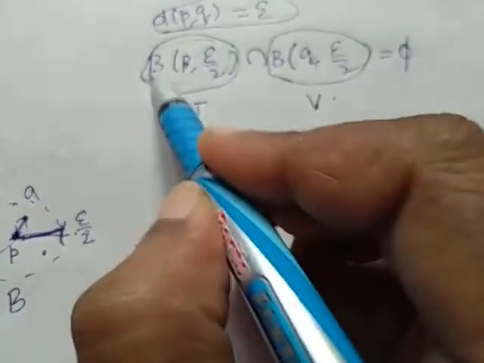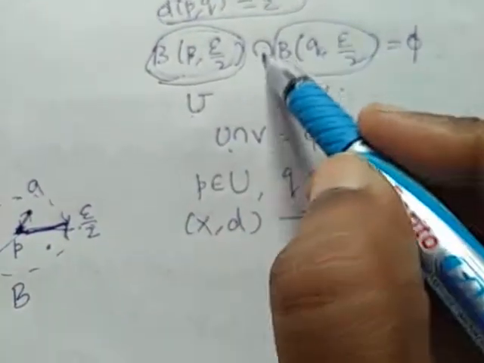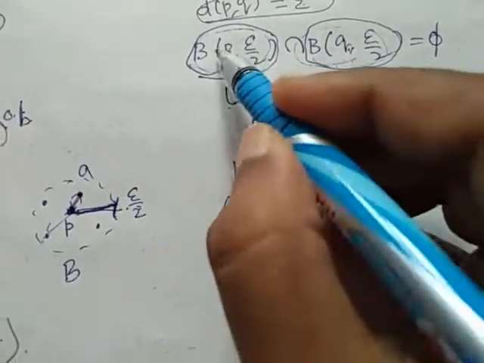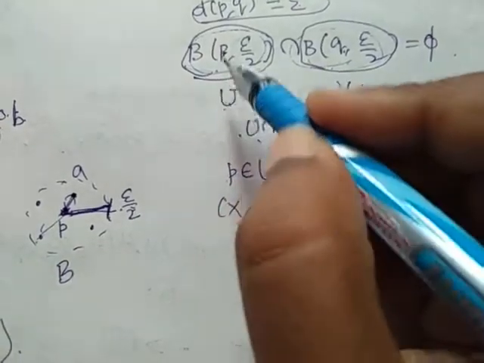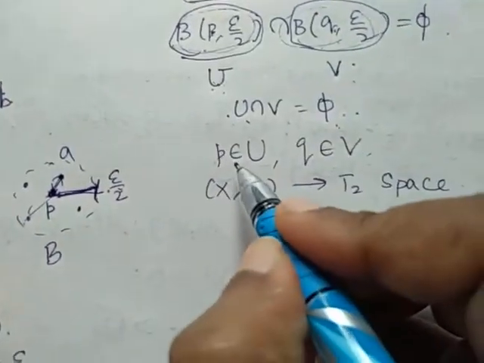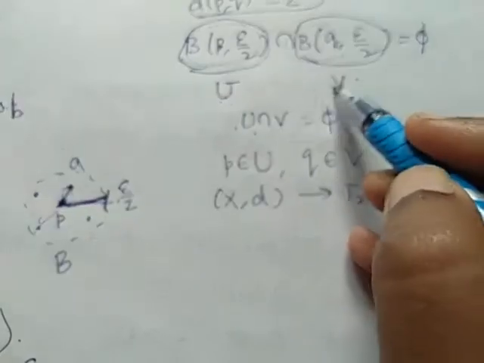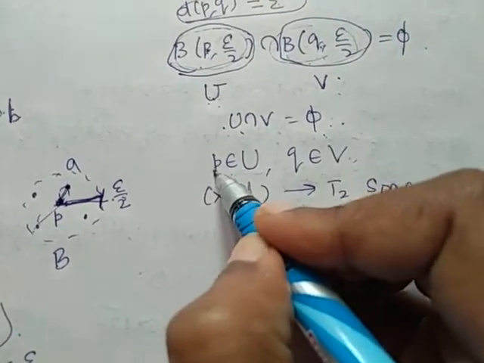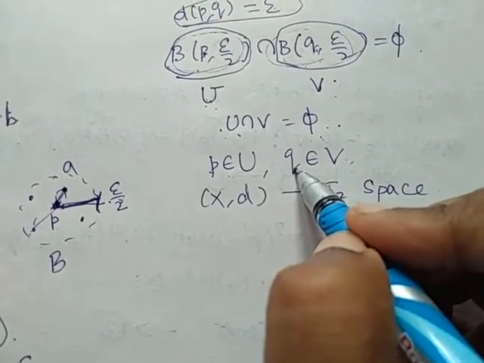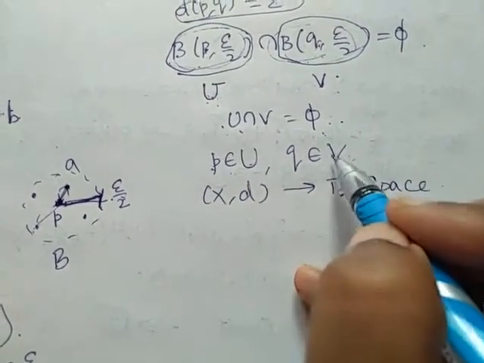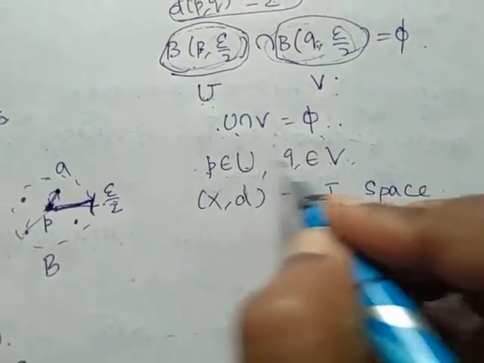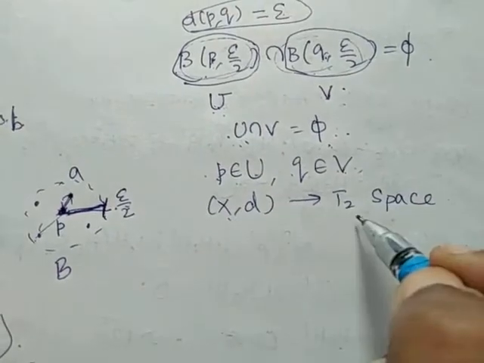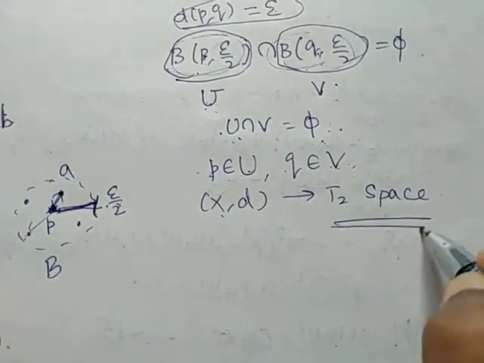I am taking this open sphere as U and this open sphere as V. U intersection V is a null set. Obviously, P is the center for U, therefore P belongs to U. Similarly, Q is the center for V, so Q belongs to V. Therefore, for distinct points P and Q, there exist open spheres U and V such that P belongs to U, Q belongs to V, and U intersection V is a null set. Therefore, (X, d) is a T2 space. That's what we had to prove.